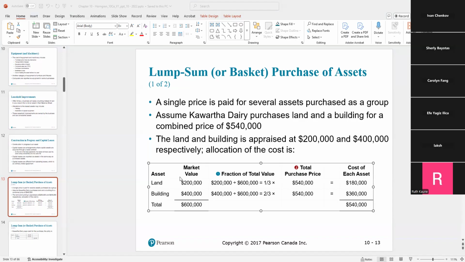Okay, almost there. Some modification and now I can start sharing my screen.